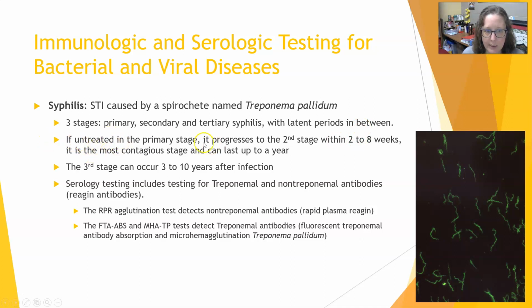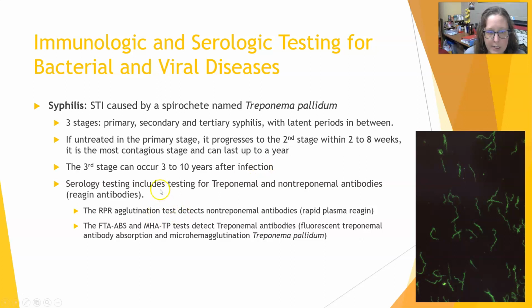If it is untreated in the primary stage, it will progress to the secondary stage within 2 to 8 weeks, and this is the most contagious stage, and it can last up to a year, in which, of course, the infection can easily be spread. And then the third stage can occur 3 to 10 years after infection, and it tends to affect the brain, so it can spread to the brain and cause mental status changes and all kinds of problems.